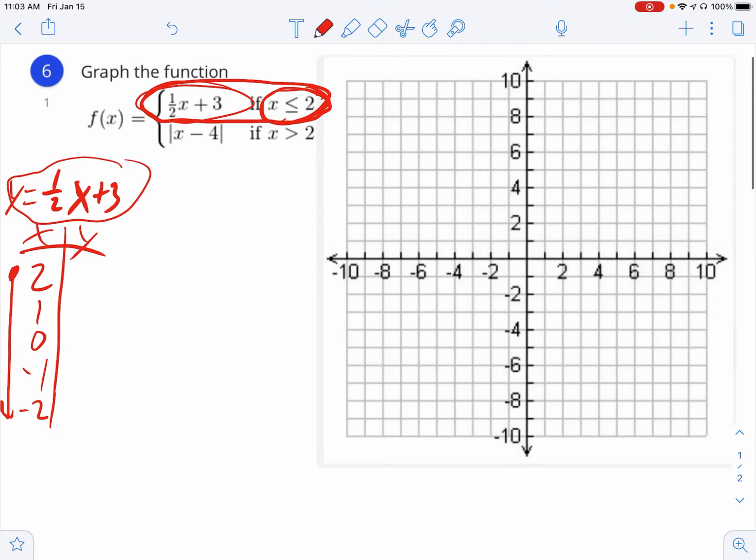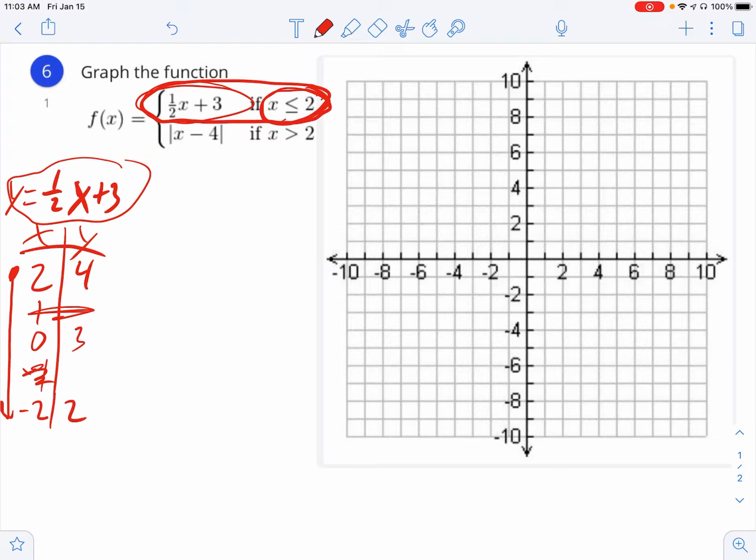So when x is 2, half of 2 is 1, 1 plus 3 is 4. I'm going to ignore the fractions. I don't want to deal with fractions, so I'm going to skip this one and go to 0, because half of 0 is 0, plus 3 is 3. I'm going to use even numbers here, so half of -2 is -1, plus 3 is 2. It's a line, so that's plenty, so I'm going to plot those points.